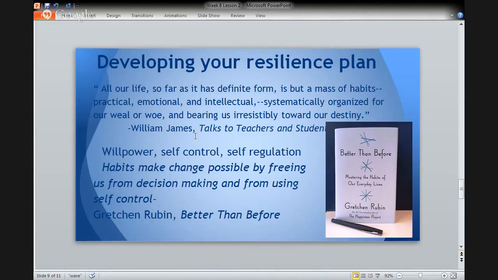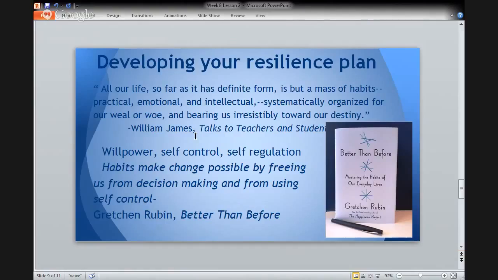One more thought about change in developing your resilience plan is related to willpower, or what some people call self-control or self-regulation. We have briefly mentioned self-control and developing willpower earlier in this course. Research has shown that people with better self-control are happier and healthier. To a certain extent, willpower can be developed.